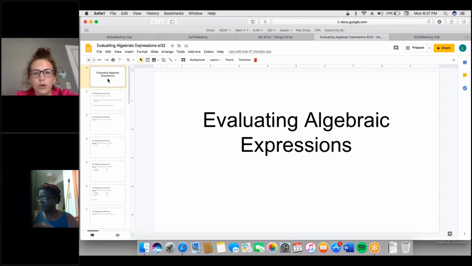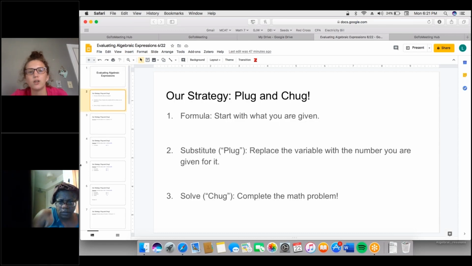Okay, so we're going to go through some practice work evaluating algebraic expressions. I'm going to start with a little overview and then we'll work it through with examples, and just stop me at any time. Okay.